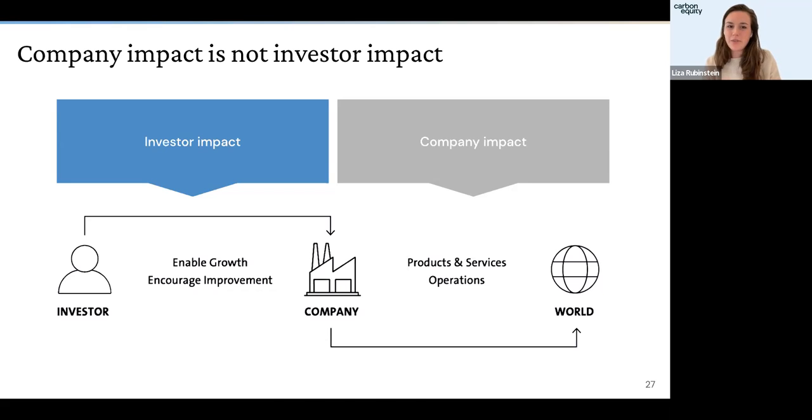But then it's about investor impact, right? How does your money have an impact? Well, if you buy a share of Tesla, it doesn't really change the world, because you're buying that share from someone else, not from Tesla directly. So your money doesn't go into the company. Best case scenario, the stock price goes up and certain things become a little bit easier for them, but it's all quite indirect. Investor impact is what we really want to focus on.